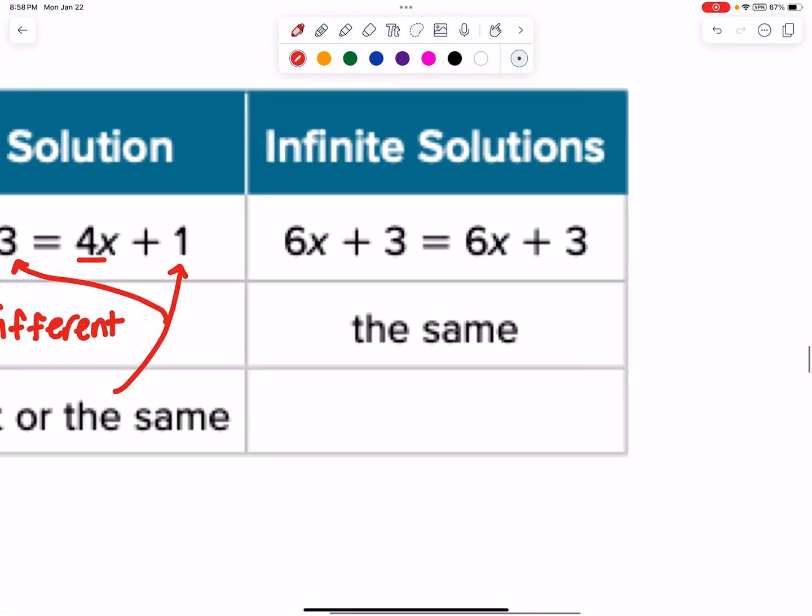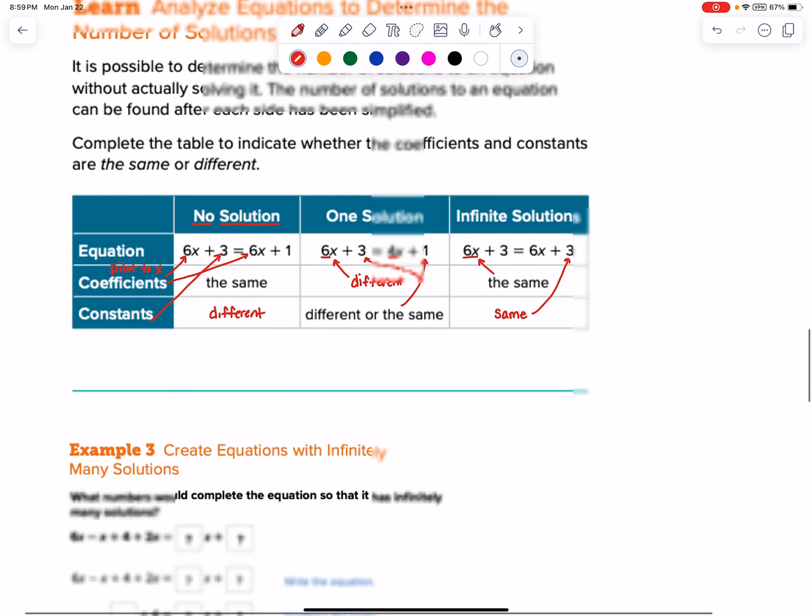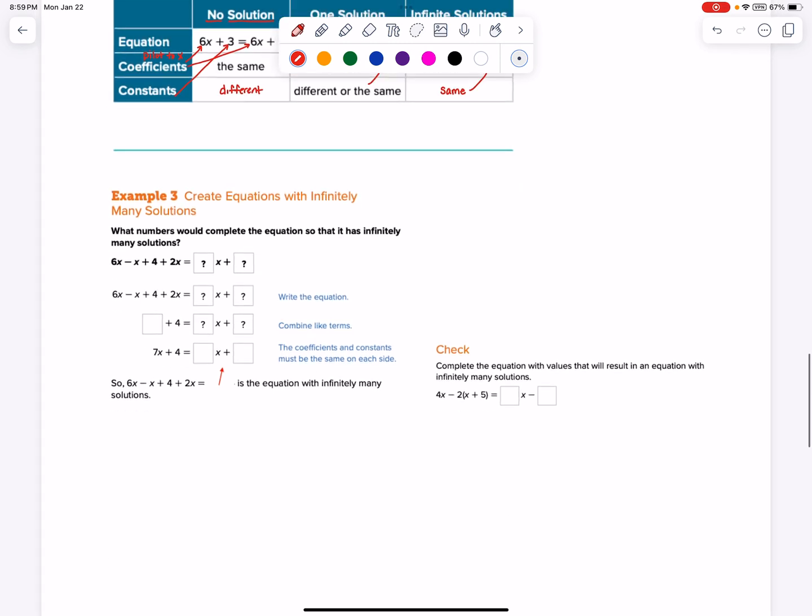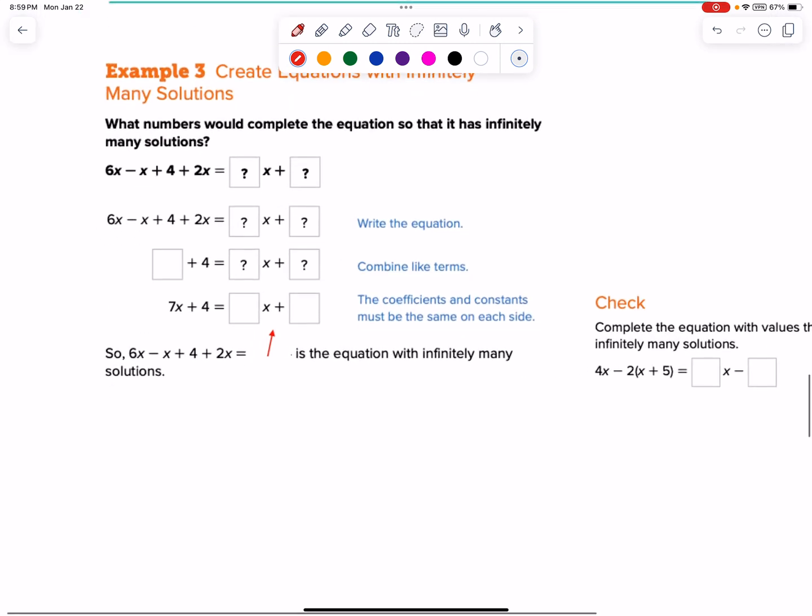And then to have an infinite amount of solutions, you can see the coefficients are the same and the constants are also the same. And that's what's going to make it where we have them equaling the same exact thing on both sides. And no matter what we put in for x on either side, it is going to create one number equals the same exact number. Okay. All right. Let's go ahead and test this theory out and get comfortable with this.